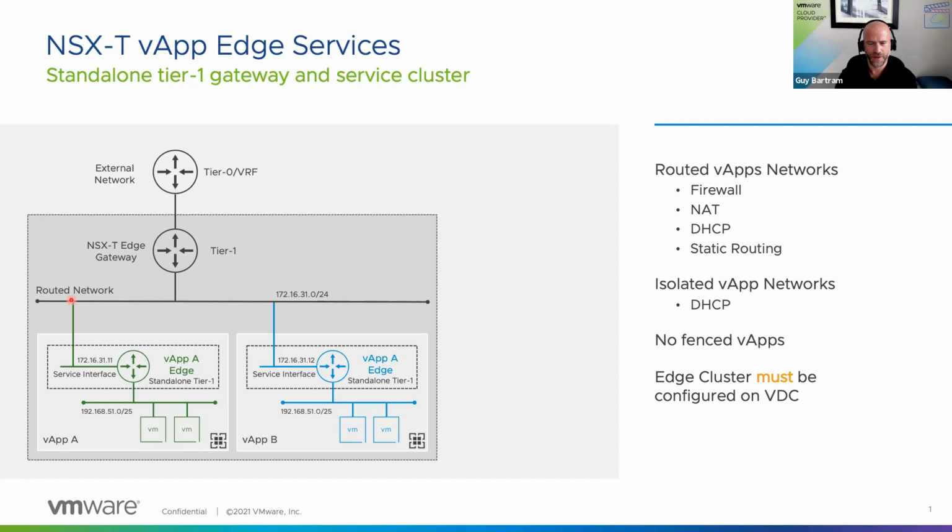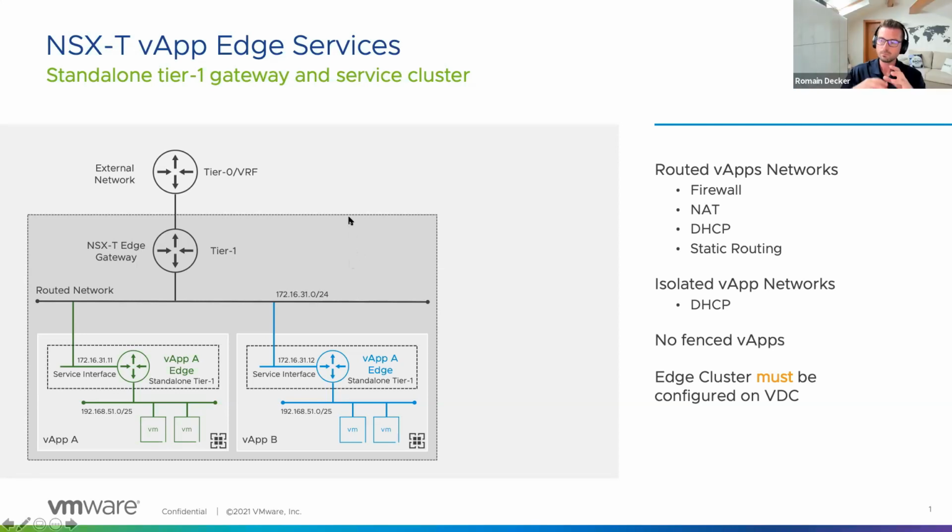Okay. And what's a fenced vApp? To be 100% honest, I don't remember the details. That was a very specific niche use case for NSX-V and the vApp edge. It was to close, if I remember correctly, really to enforce some closing around the vApp in terms of networking, but I don't remember the specificity. Okay. And edge cluster must be configured on VDC?